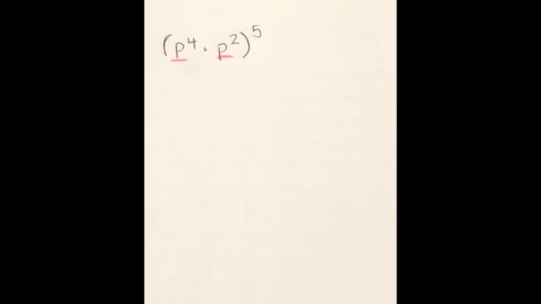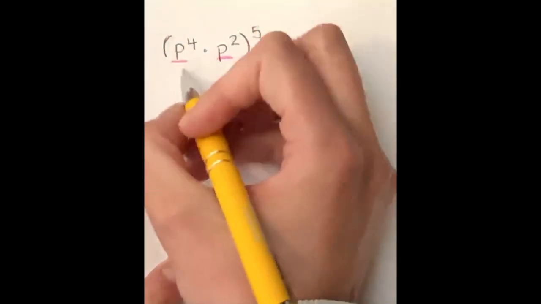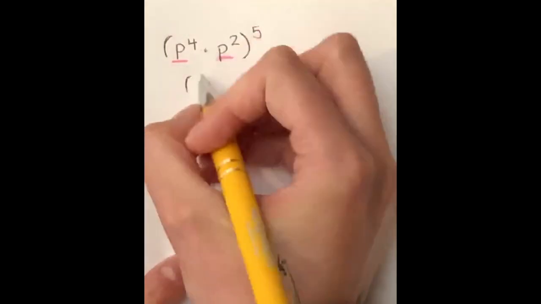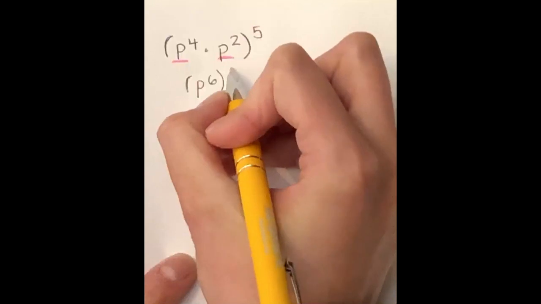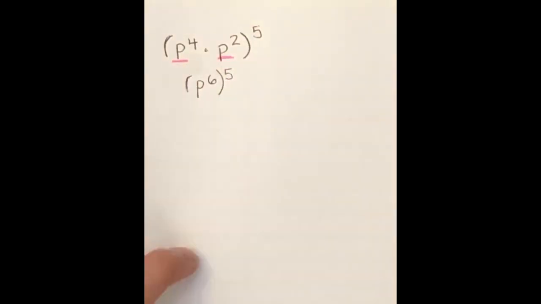So here, inside of my parentheses, p to the fourth times p squared, we know is going to be p to the sixth power. Because again, when the bases are the same and we multiply, we can add the exponents. So now we have something like this, p to the sixth power being raised to the fifth power.